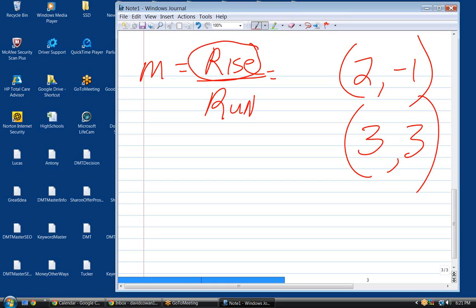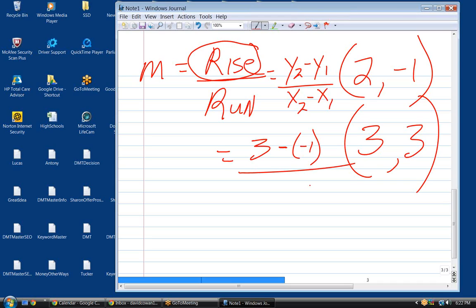The difference in the y-coordinates. So the difference in the y-coordinates is that. What's the run? x2 minus x1. Okay, and then let's fill in some numbers. What's y2 minus y1? It would be 3 minus a minus 1. That's y2 minus y1. And x2 is this 3 minus that 2.